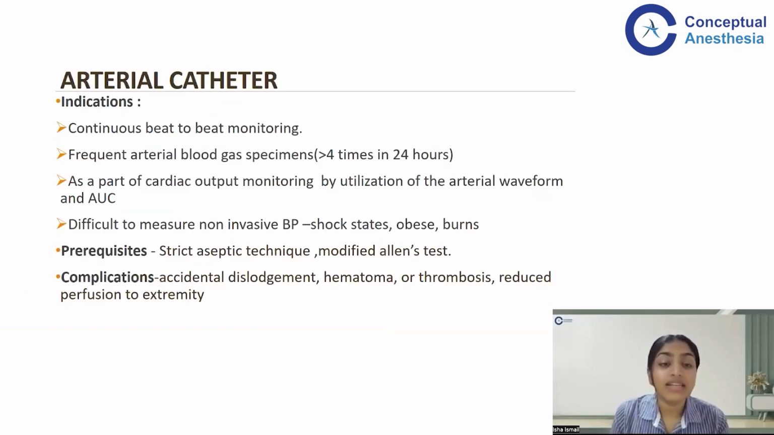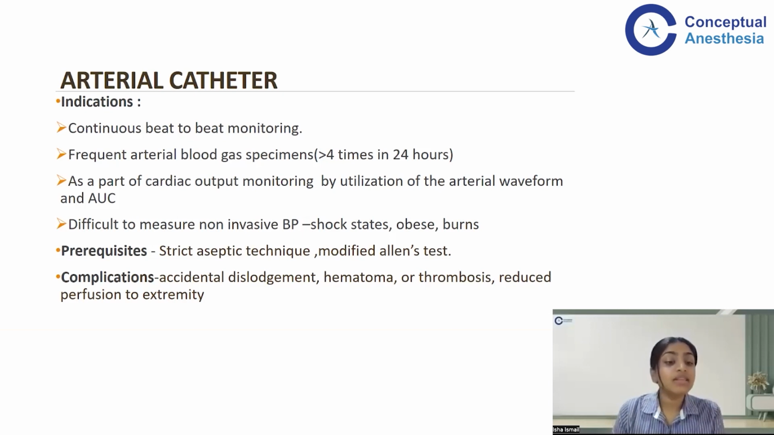Now, when we come to arterial catheters, when do we put it? We want continuous beat-to-beat monitoring for someone who is already, like you're expecting a blood loss, patient is already having some cardiac abnormalities. When you know that you're going to frequently take arterial blood samples, that is more than 4 samples in 24 hours. Also, when you want to utilize it for cardiac output monitoring, the waveform and the area under the curve is generally utilized for that. And when we know that NIBP is not possible in the patient because shock states will not give you a proper reading with your NIBP, obese patients become difficult for cuff size, and burns patients, there might not be an area for you to even apply the cuff.